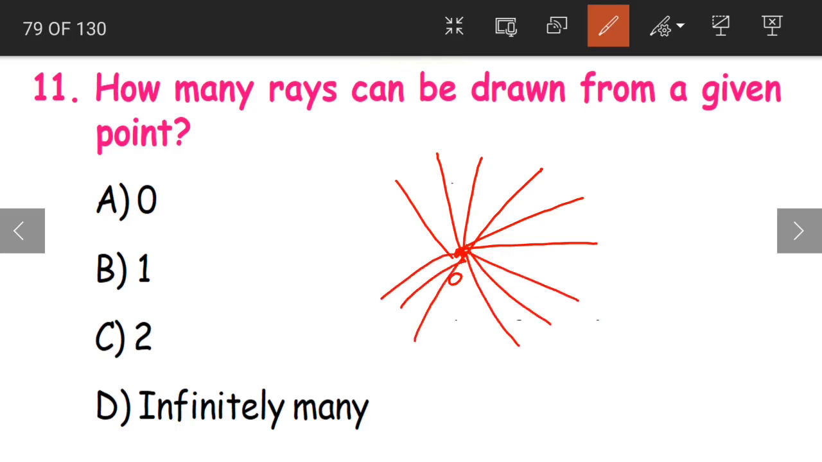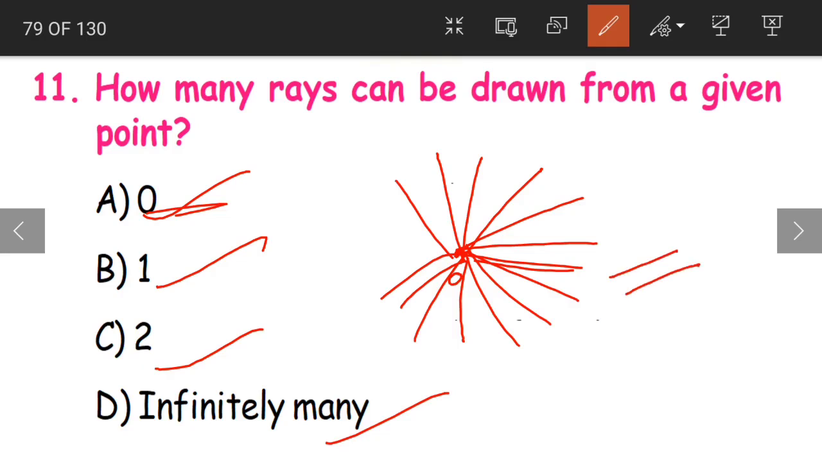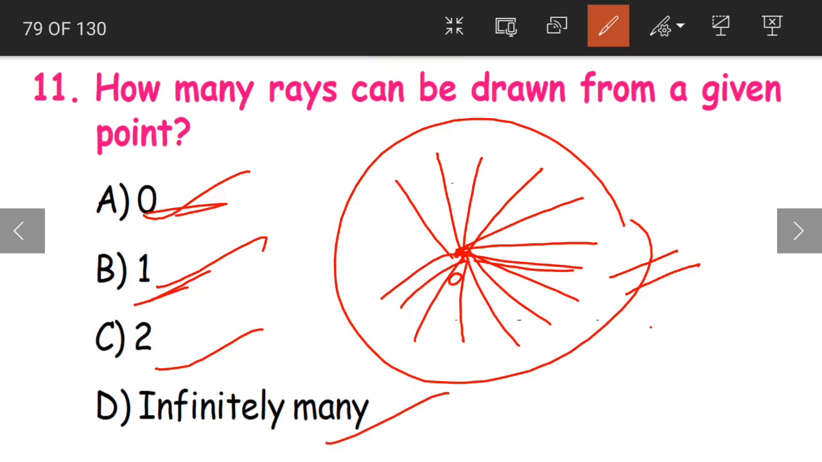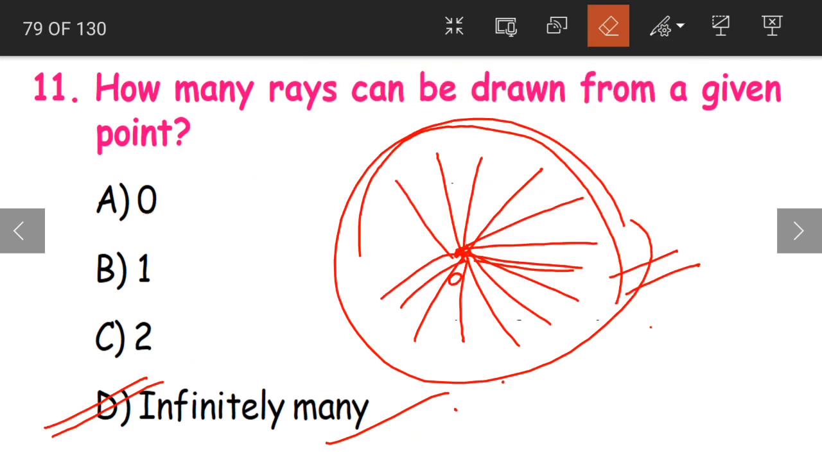See, like this, children. So how many rays can you draw? Is it 0, 1, 2, or infinitely many? It's not 0, as we have drawn many here. Again, it's not 1. We have drawn more than one ray here. Again, it's not 2 either. We have drawn more than 2. So what is the correct answer? Option D becomes our correct answer.